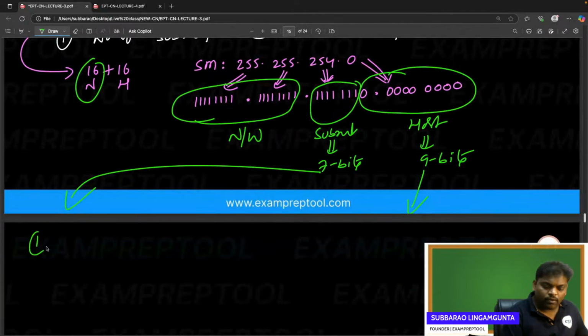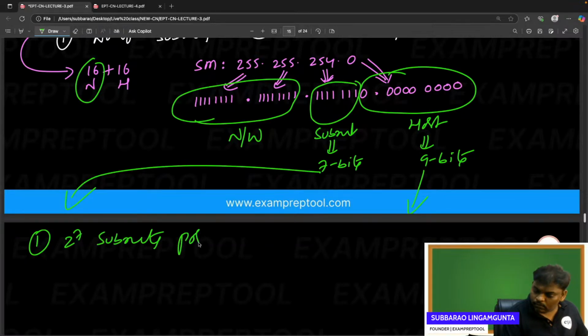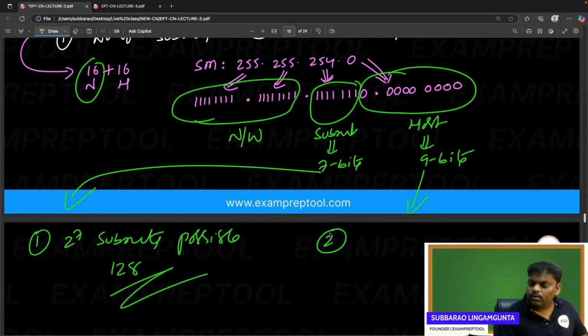Question number one, what is the answer? 2 power 7 subnets possible, which is going to be 128. Question number 2, number of hosts per subnet, how many? 9 bits, so 2 power 9 minus 2 hosts possible, which is 512 minus 2, 510. 510 hosts per subnet.